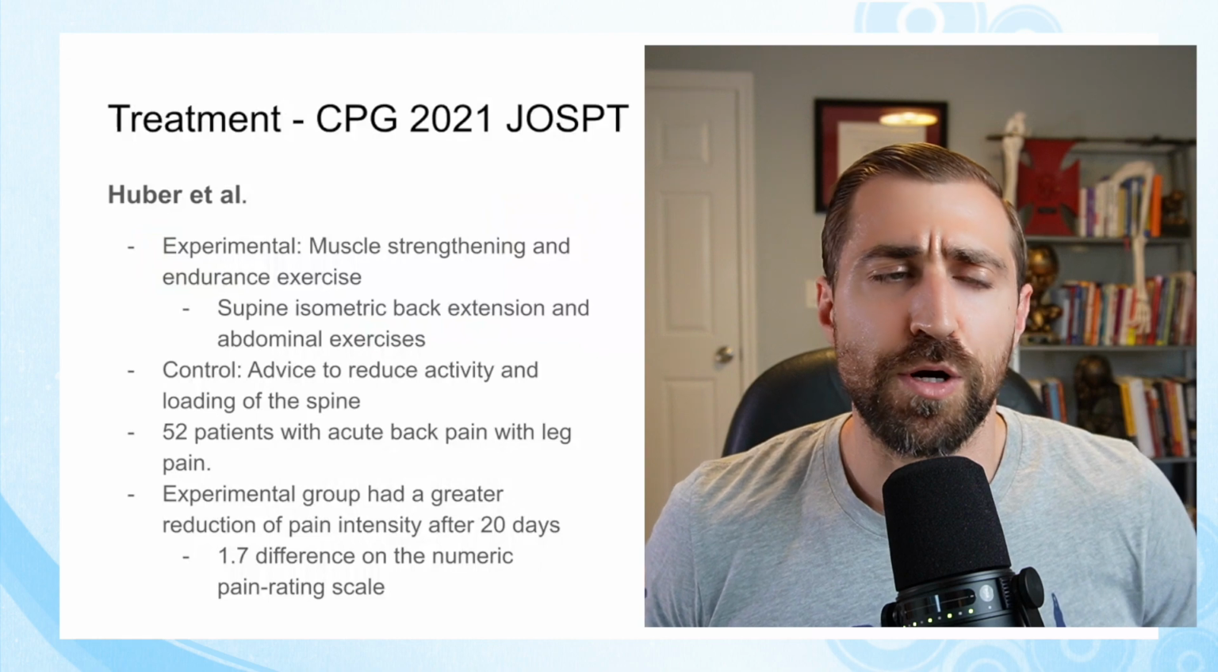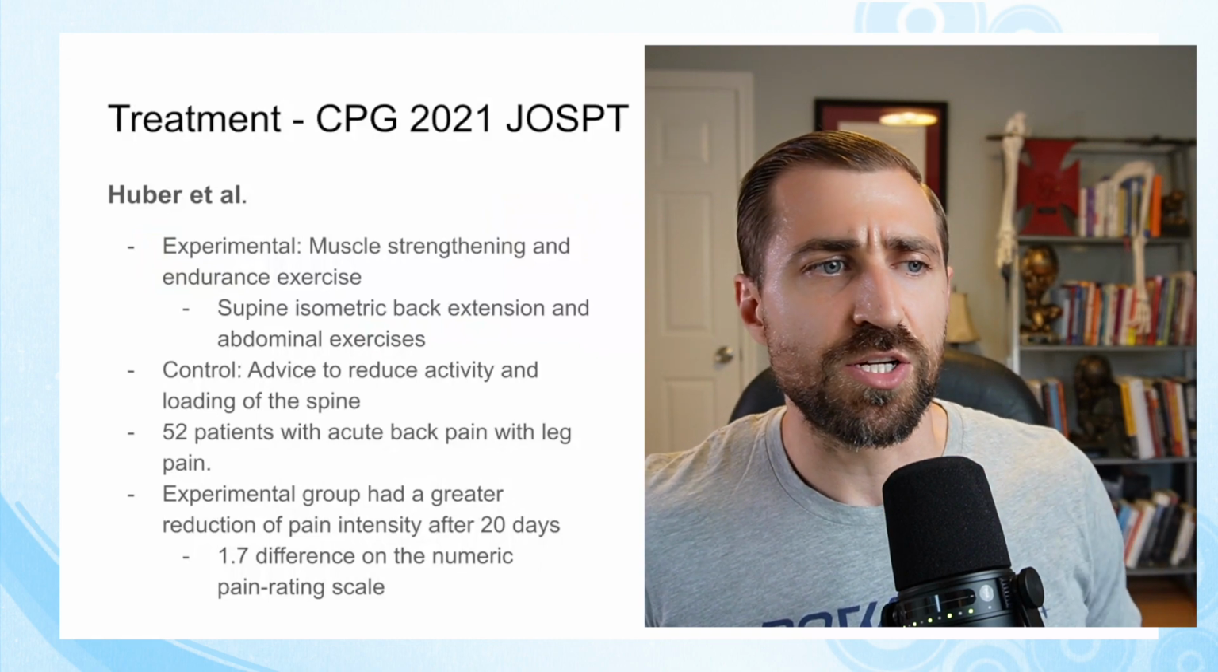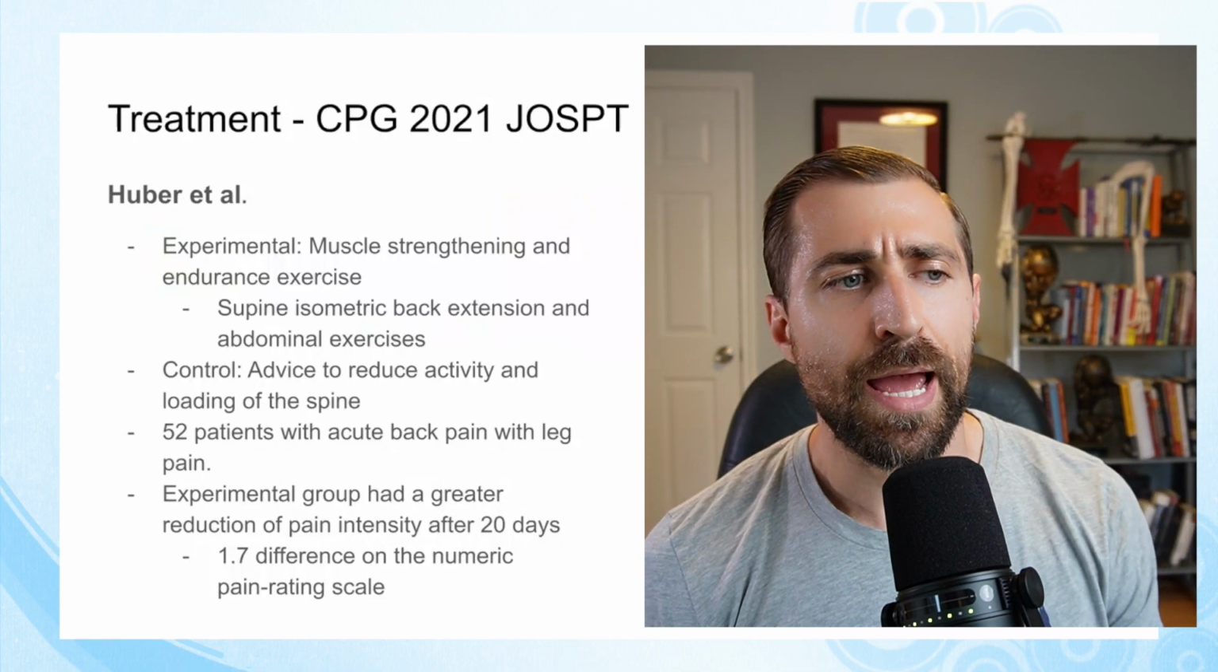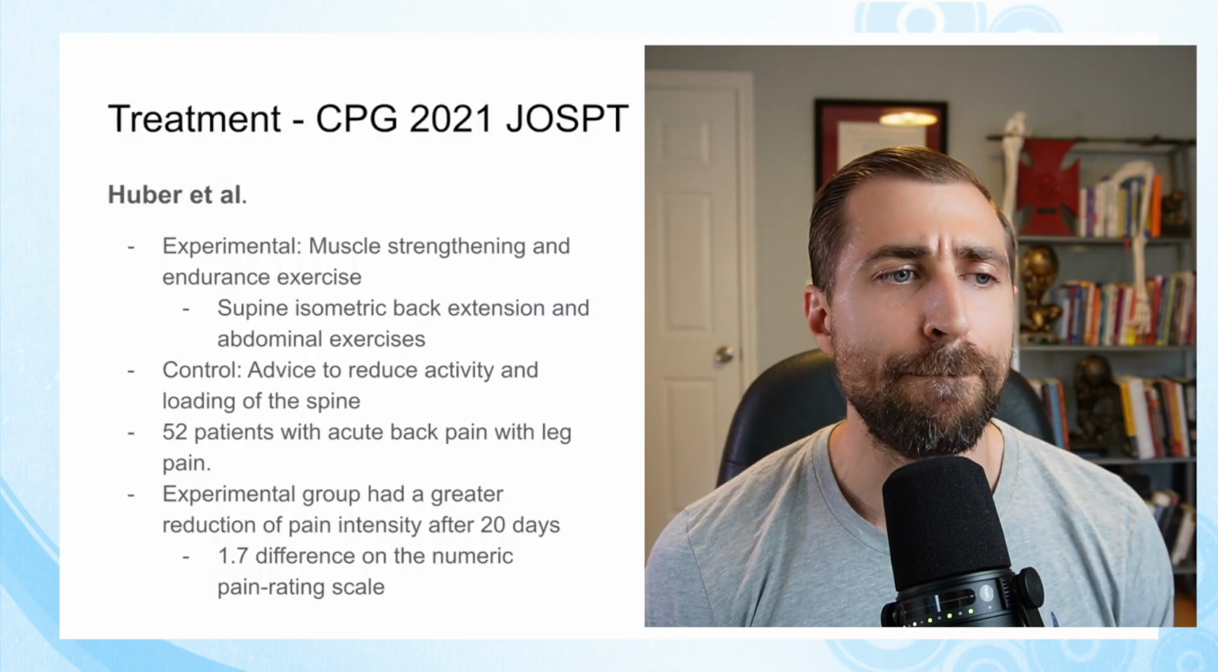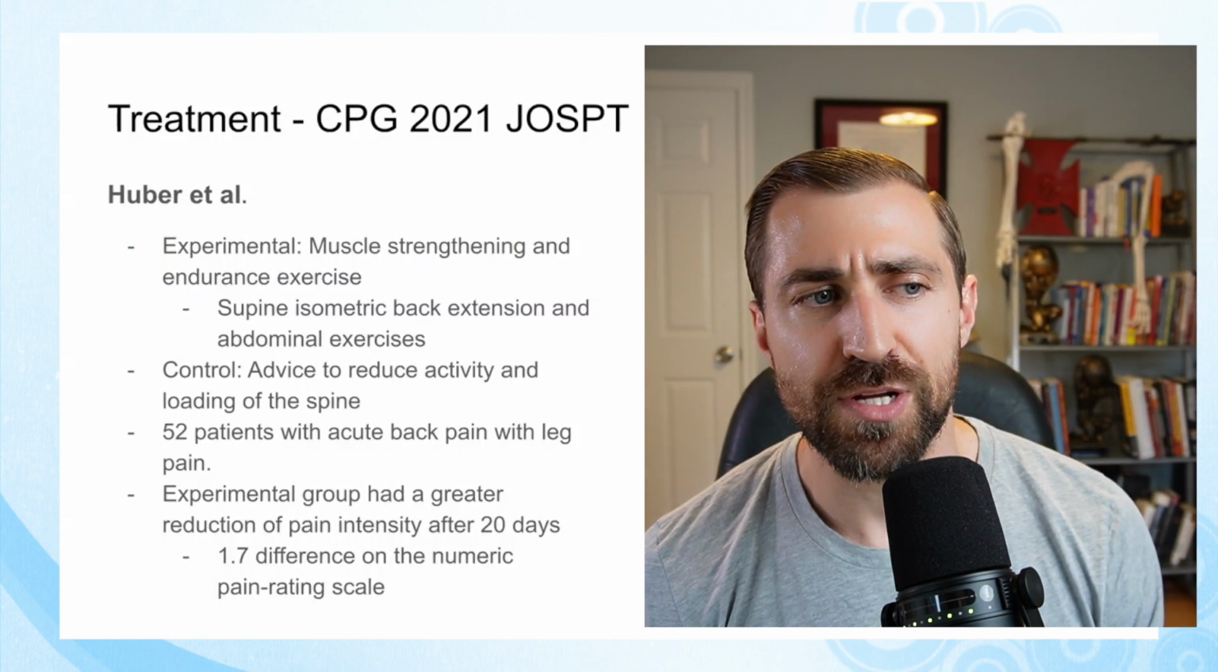So the first study that we're going to look at, the clinical practice guidelines, is going to be from Huber et al. And they had an experimental group that was looking at muscle strengthening and endurance exercise.